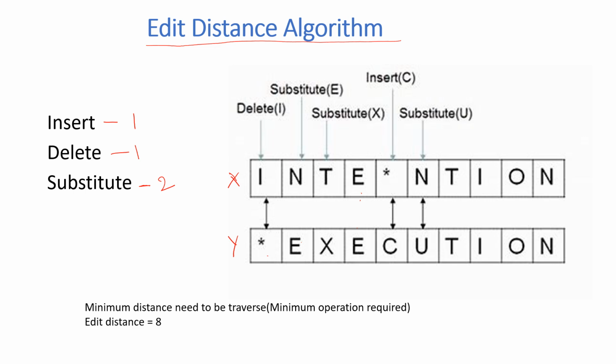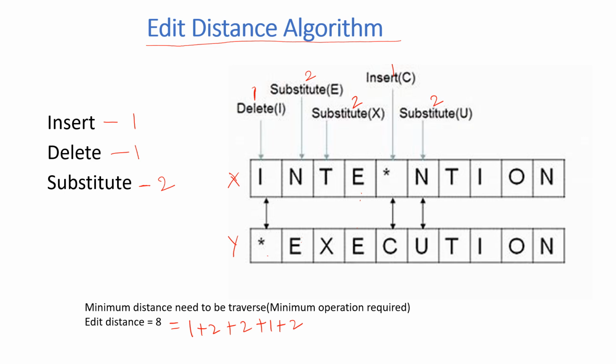So my minimum distance here, when we want to convert "intention" to "execution", is this: I need to do one deletion, then two substitutions, 2 and 2, then one insertion, and again two substitutions. If I add all this it gives me 8. So what I have is 2 plus 2 plus 1 plus 2 plus... This is my edit distance if I want to convert "intention" to "execution".